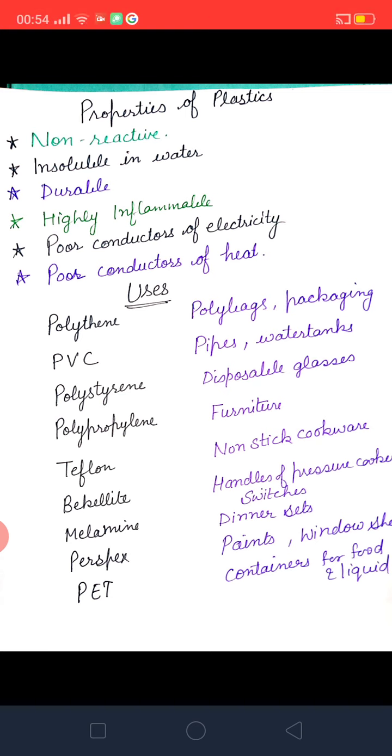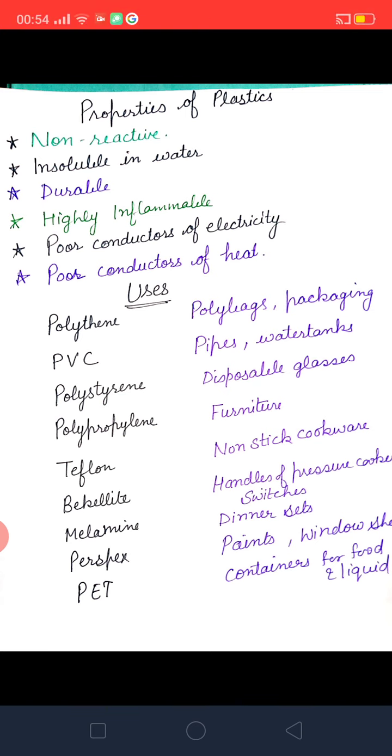Yes beta, plastics are insoluble in water. Everybody knows plastics are insoluble in water. That is why they are used in making mugs, buckets, bottles, etc. Plastics are durable. That is why they are used for packaging and storing materials such as food items. Okay, they are highly inflammable.